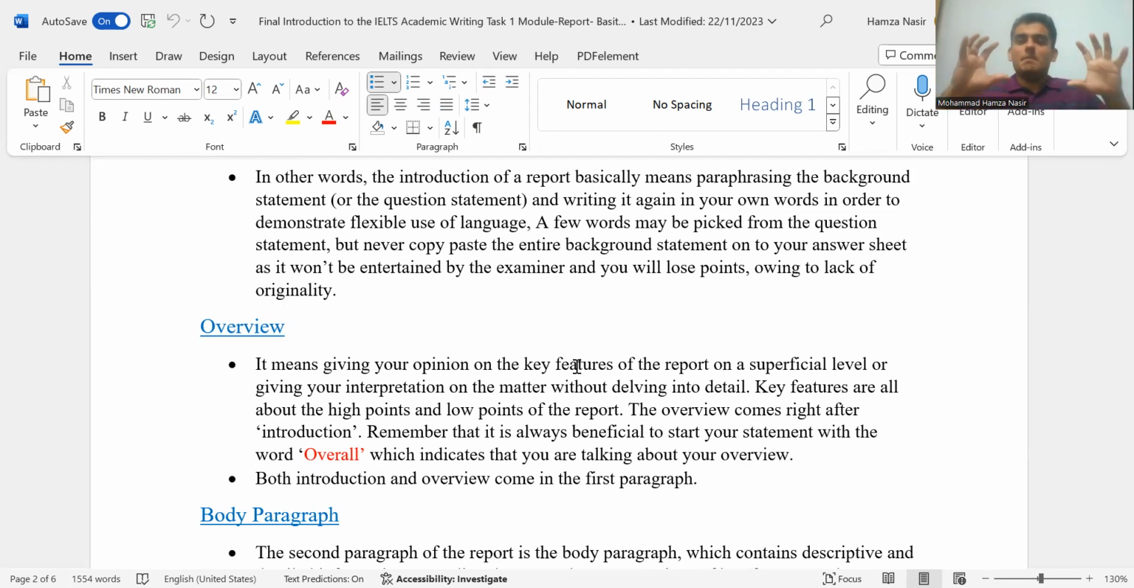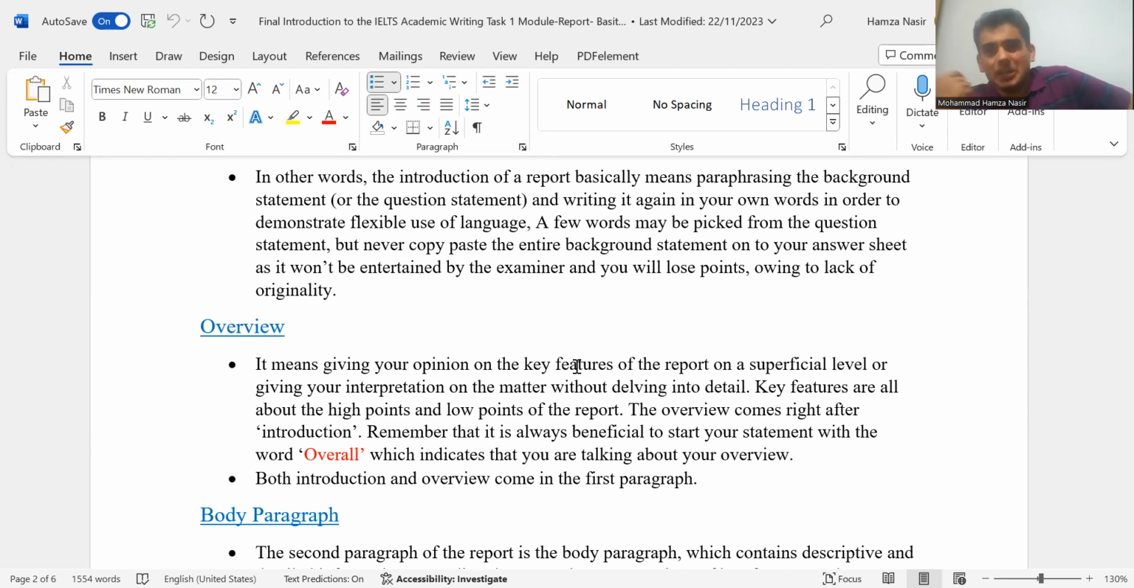Basically, what is the bigger picture that you get from this schematic or this graph or this bar chart or this information being presented to you, okay? So the overview is a very important part of the report. Overview means giving your opinion on the key features of the report on a superficial level, or giving your interpretation of the matter without delving into detail. So key features, that is the main picture, the overview, are all about the high points and low points of the report. For example, if you have a graph, what's the overview going to be?